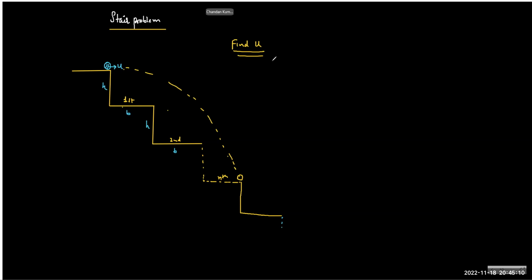What is given to you? The place where you're hitting it is given to you, and you're supposed to find the u value. For what u will this happen? The n is given to you. So the values given to you are n, h, and b. Solve it.